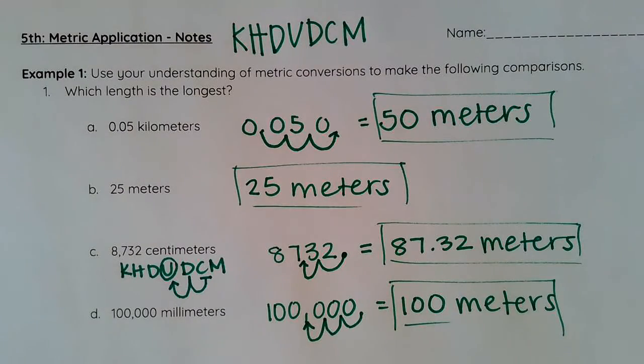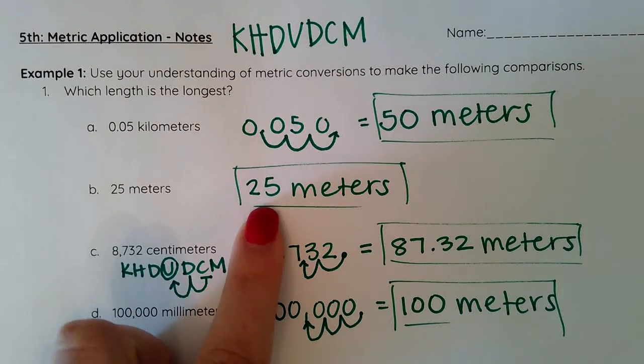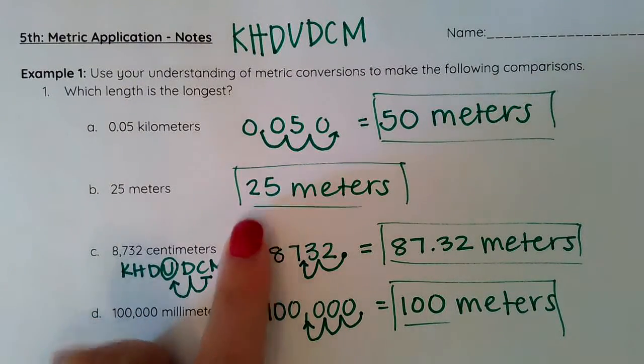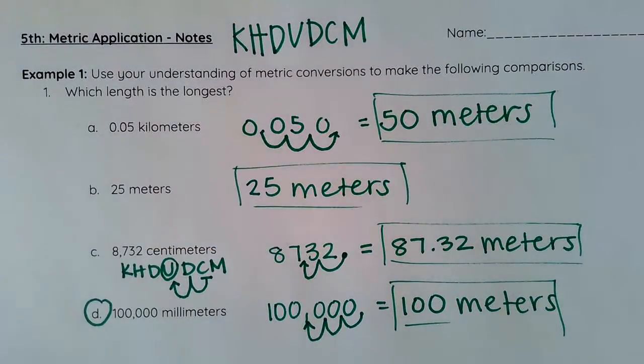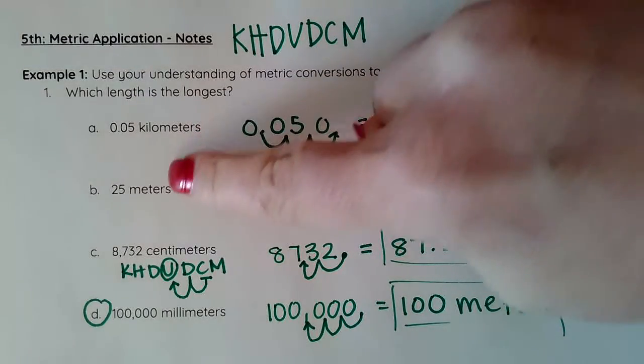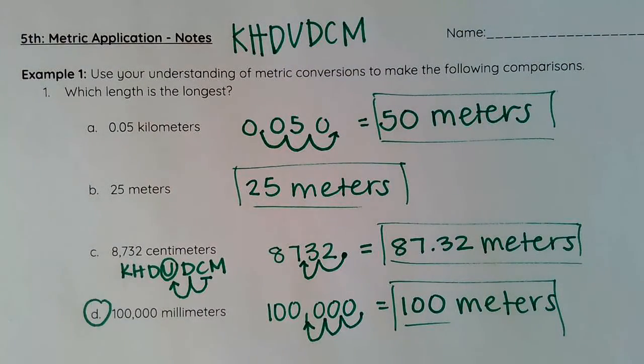So I need to decide which one is the longest, which one is the largest, the biggest number here. This one would be the smallest. It's the smallest amount of meters. And this right here would be your biggest. So that is my longest length. Again, the key to comparing our units is that we have all the units the same. If I have a measure of units that don't match, I cannot compare them appropriately. So I want to convert them all and make my decision once they are the same unit.